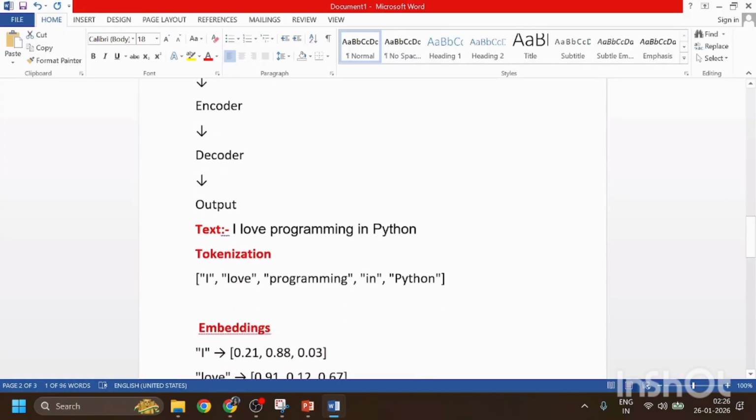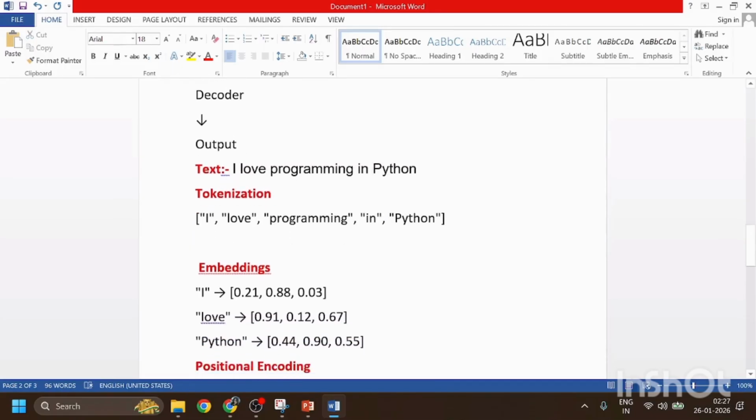The first stage is tokenization. The sentence is broken into smaller pieces called tokens. Here you can see the sentence broken into smaller pieces: I, love, programming, in, Python. This is called tokenization, and it is the first step we need to do.